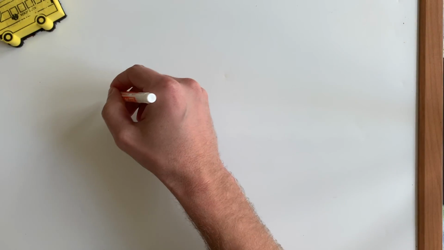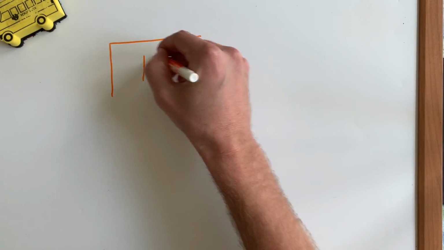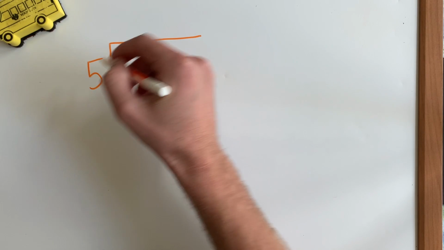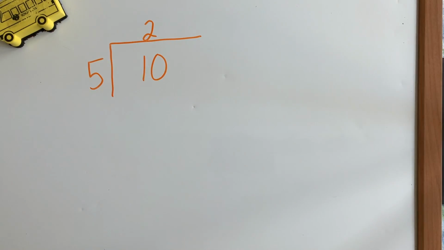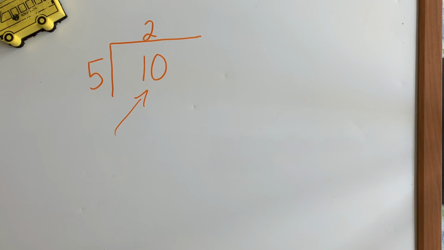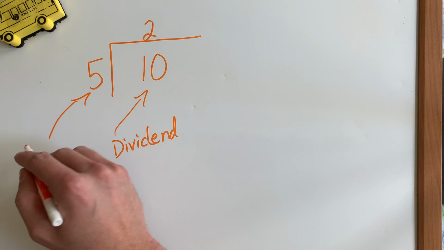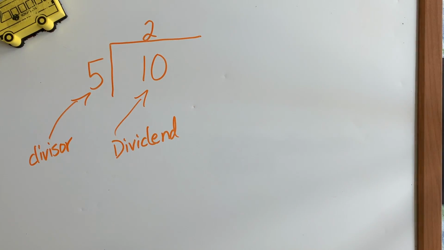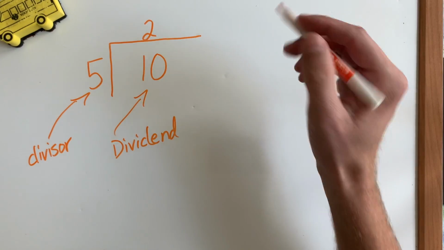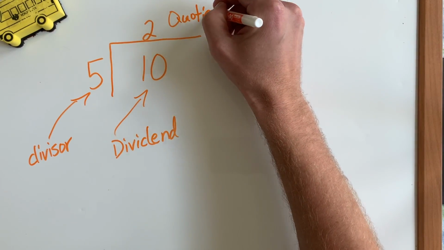Let's start today's lesson with a quick review of the parts of a long division problem. 10 divided by 5 is 2. Okay, we're going to label these so that we remember. Underneath the division bar, you have the dividend. Outside of the division bar, you have the divisor. And then up top, your answer is called the quotient.